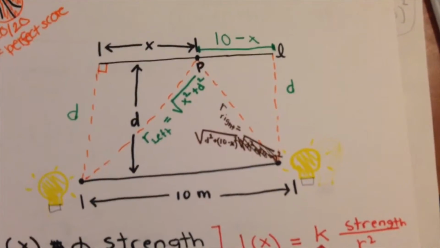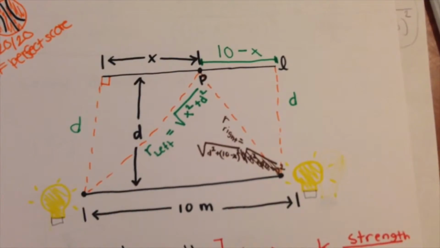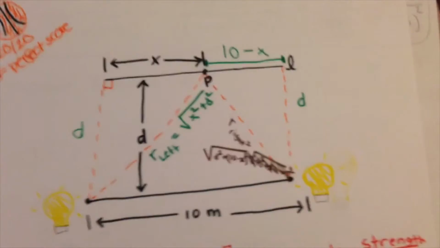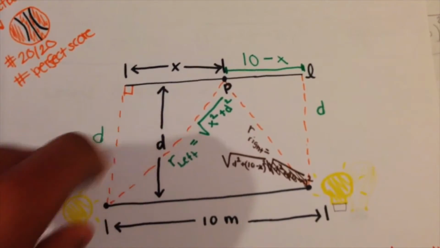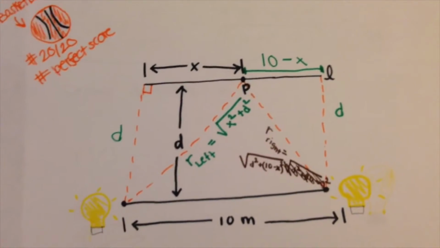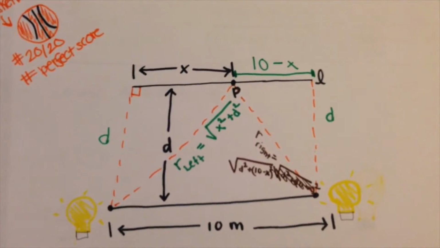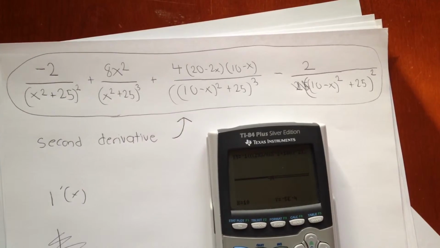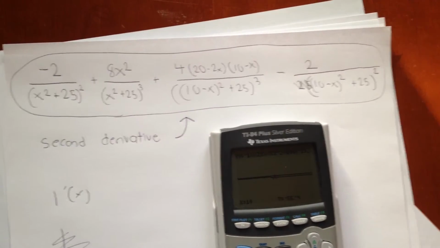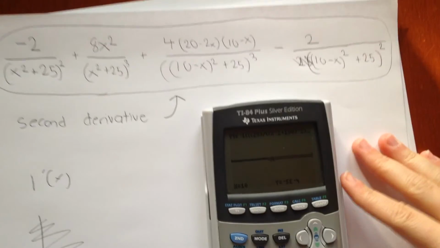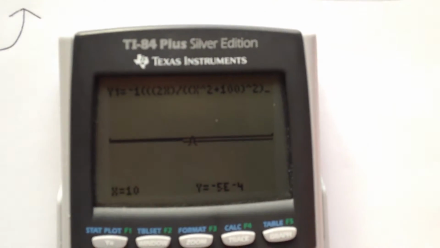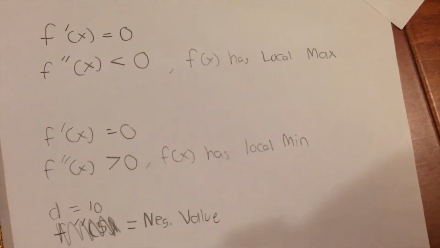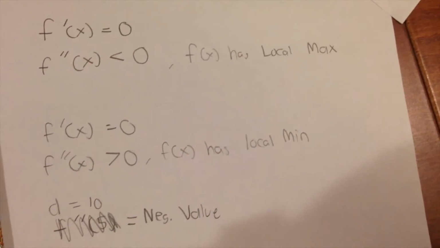Part C asks us to calculate if D equals 10 meters, show that the intensity is not minimized at the midpoint. So this distance right here is going to be 10 meters, and we want to show that the intensity is not minimized at the midpoint. If D equals 10 meters, then when we plug that value into the first derivative, the graph equals 0 at D equals 10. Thus, we must use the second derivative test in order to calculate whether at D equals 10 there's a minimum or maximum. Just in case you forgot what the second derivative test is, let me remind you.